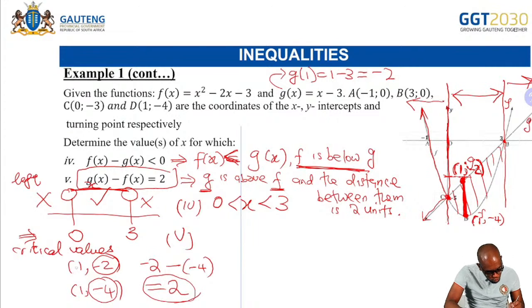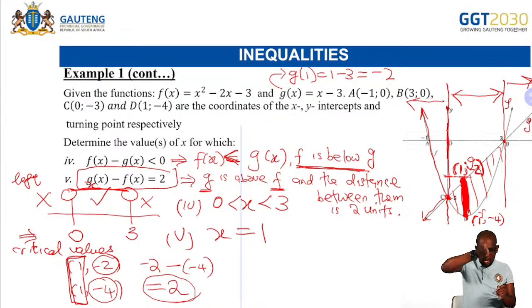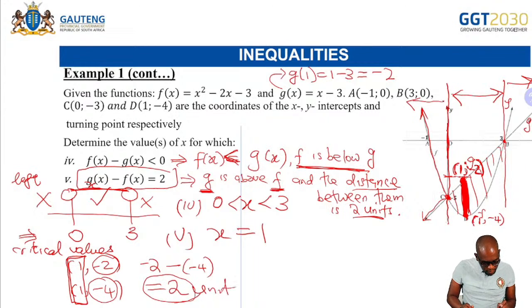When does it become 2? When x is equal to 1. It occurs along the line that I drew in red there. Along that line, y top minus y bottom gives me 2, which means yes, g is above f, and the distance between them, I worked it out as 2 units. And if it's given as 2 units, I check the values of x where I get the 2 units. So it occurs when x is equal to 1. I hope that you understand that one.